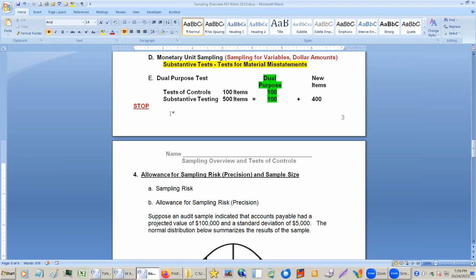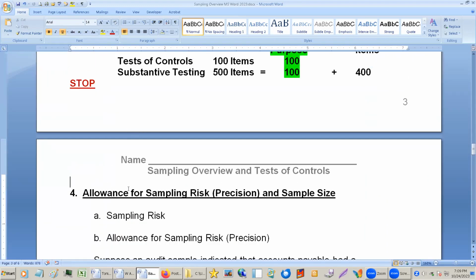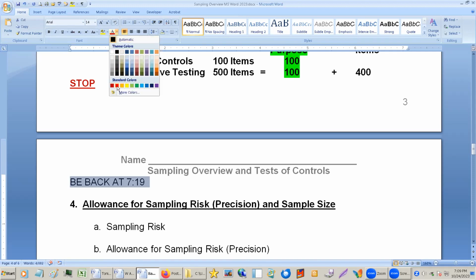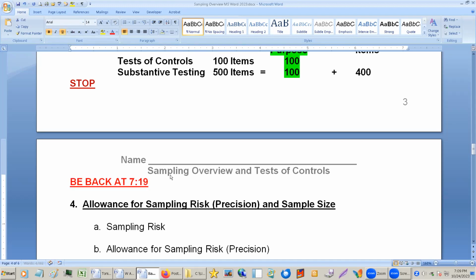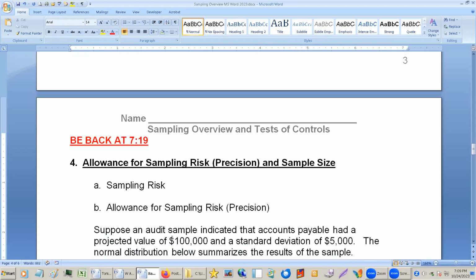Okay, so let's say be back at, oh man, I'm going late here. 7:19. Sorry about that, guys. Yeah, I'd be talking to myself right now. I don't know. That's enough of that. All right, so be back like 7:19. We should be able to finish this up. This isn't too bad. Okay.